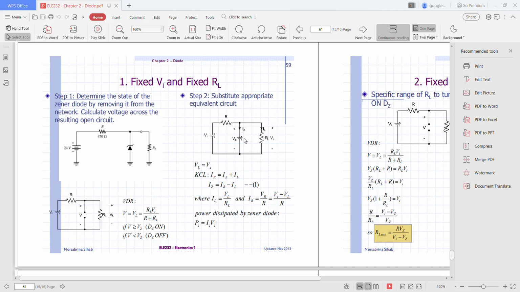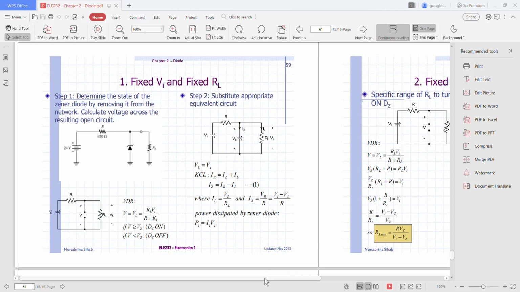So VR is actually the voltage difference between Vin and the voltage at this node. So since Vz and VL are equal, you can see the equation becomes Vin minus VL over R. And the power dissipated by Zener diode is Pz equals Iz times Vz. Okay, that is the condition for fixed Vin and fixed RL.